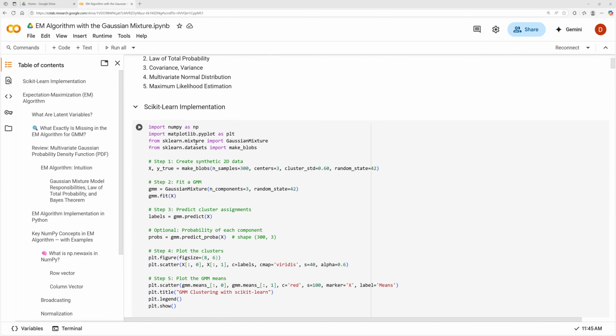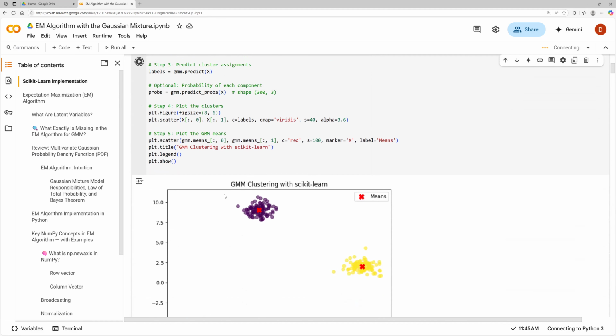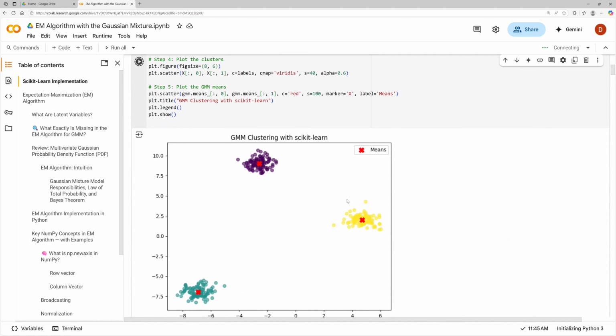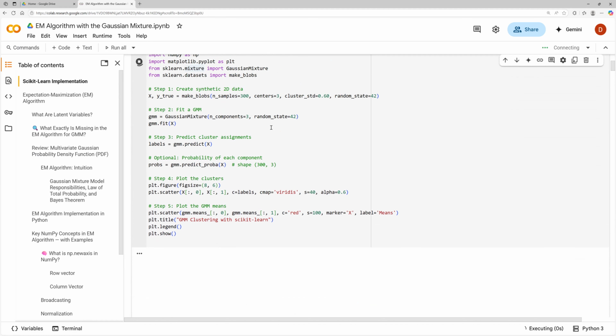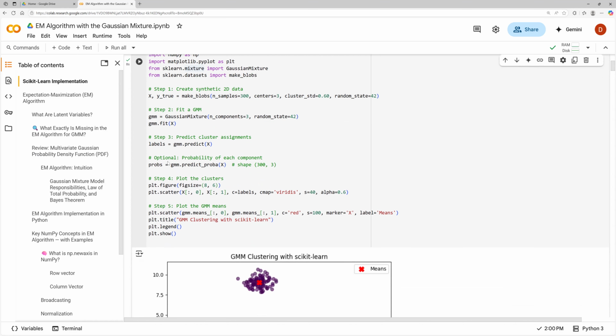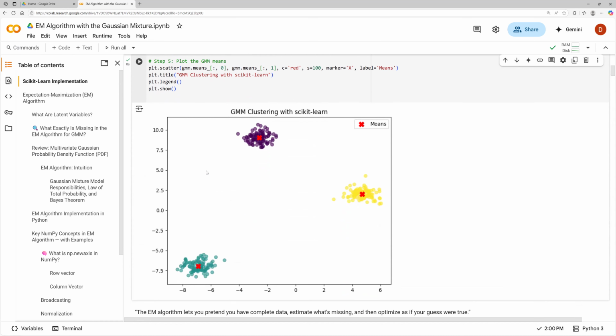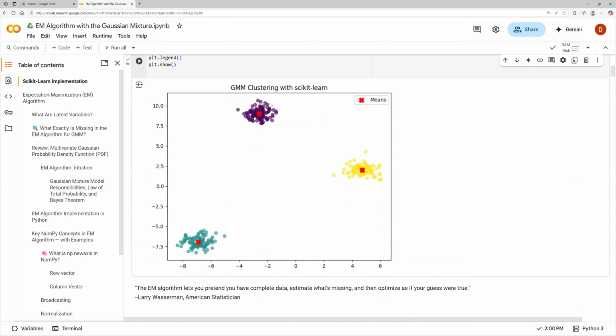So here's a scikit-learn implementation. You could see that there are three clusters basically occurring here. We fit the Gaussian mixture, then we predict the labels of the clusters, then we predict the probabilities, and then we basically graph it. Okay, so that's basically it.